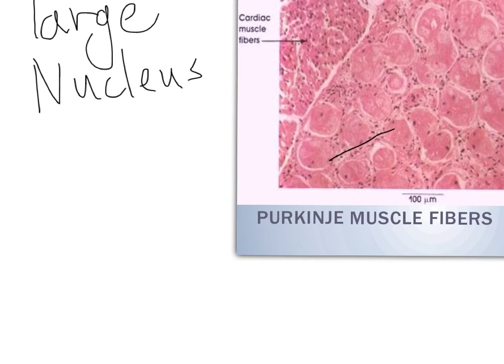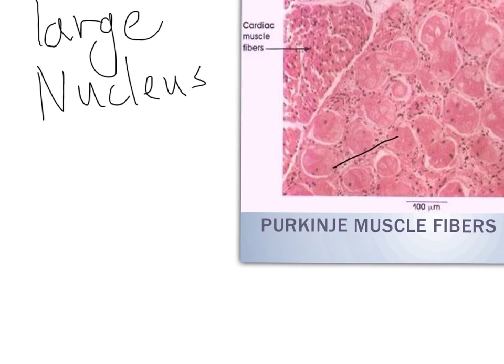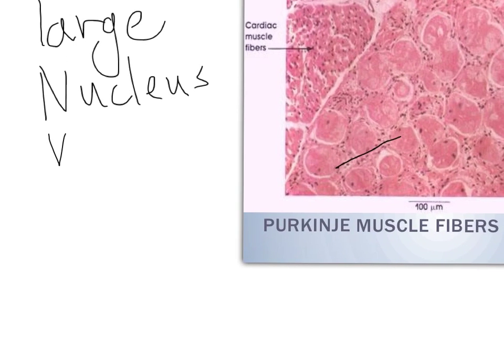Then we have the sarcoplasm. Here the sarcoplasm is rich in glycogen that appears in the form of vacuoles. So it is a vacuolated cytoplasm. Here you can see we have the vacuoles inside these fibers. We cannot see these vacuoles in the ordinary cardiac muscle fibers.